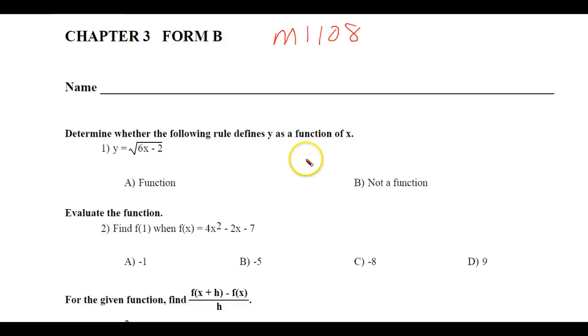All right, we're going on to Form B now of Chapter 3 for our 1108 students. Hopefully this will be helpful as you look at the two versions now of each of the tests. Chapter 1, there are two. Chapter 2, there are two. And this is the second for Chapter 3.